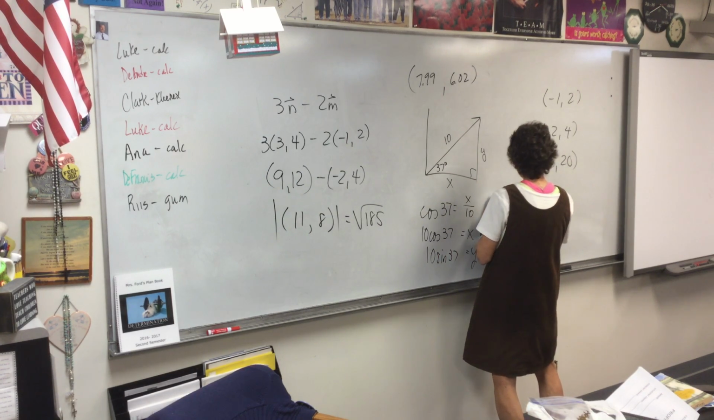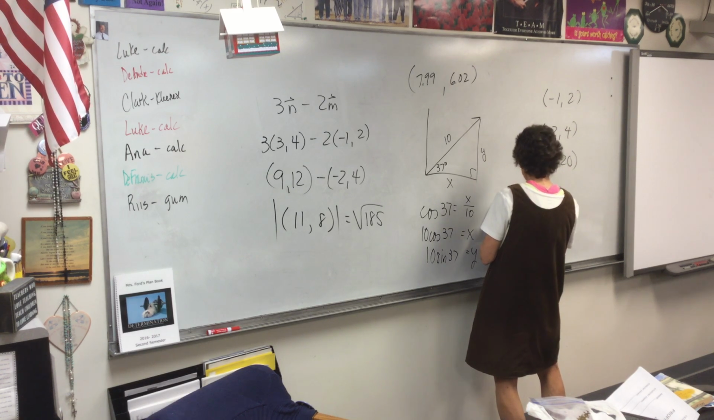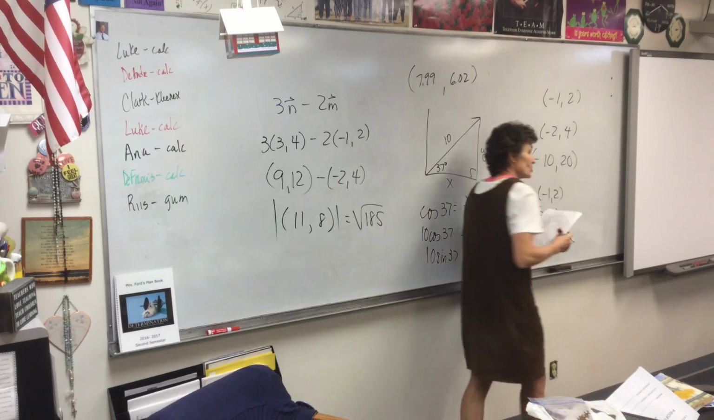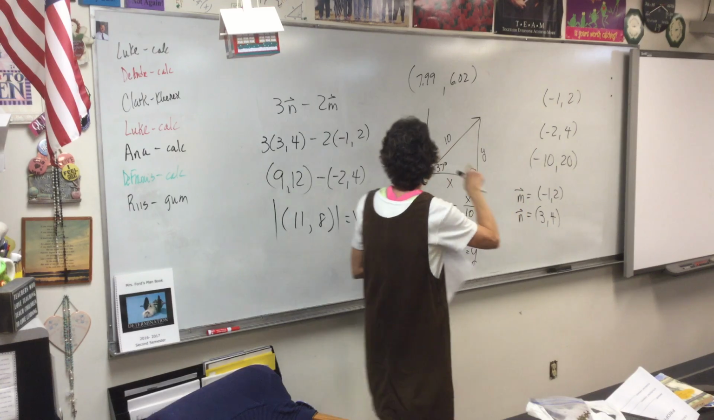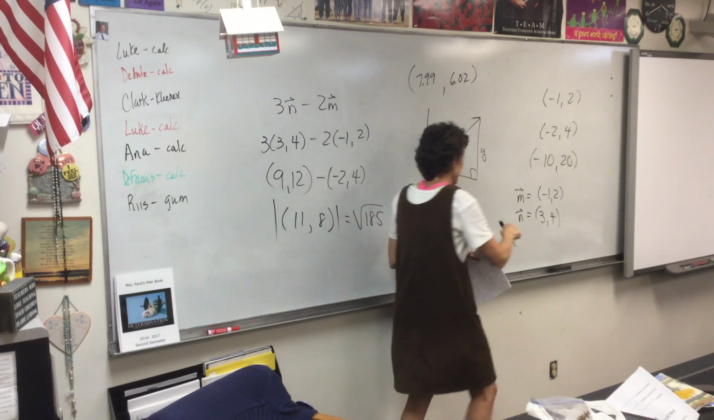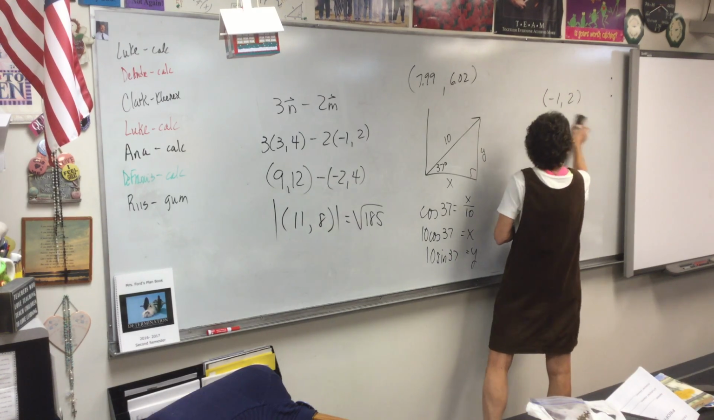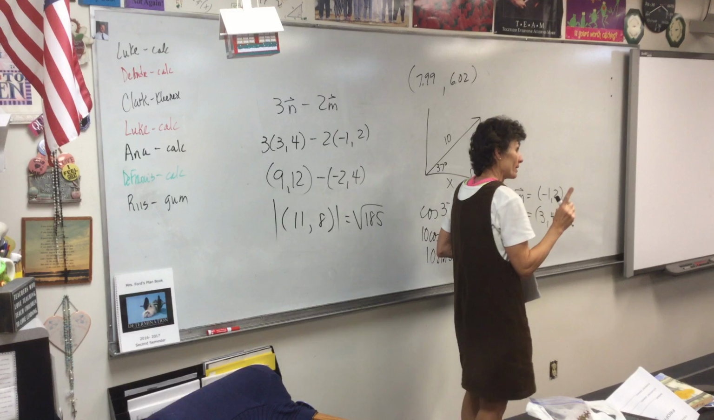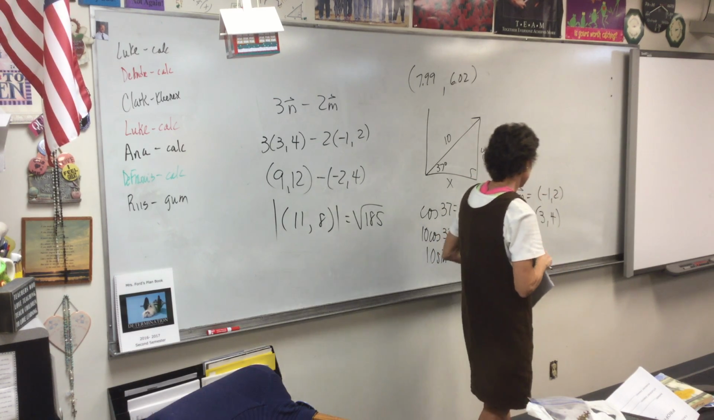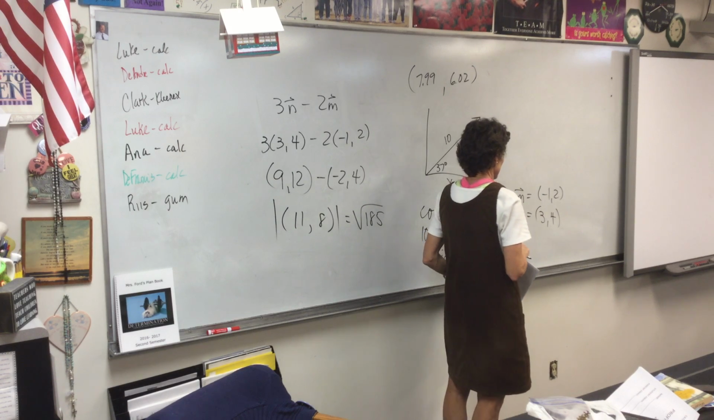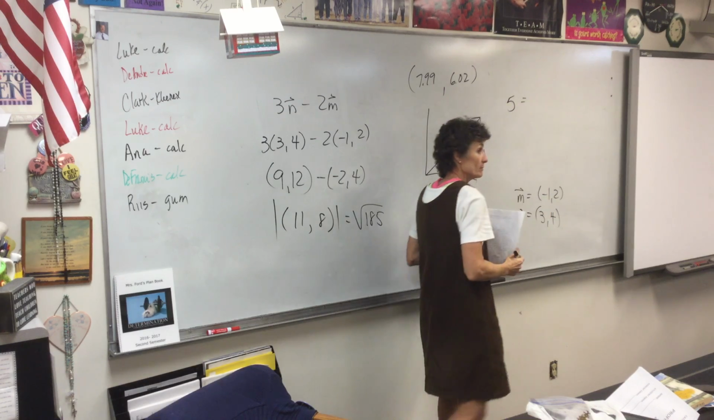Let's do it again. M has coordinates -1, 2, and N has coordinates 3, 4. So here are your two vectors, and you want to find the angle between them. So how do we do that? What does it take to find the angle between two vectors? It takes the dot product. So the dot product of these would be -3 plus 8. 5.